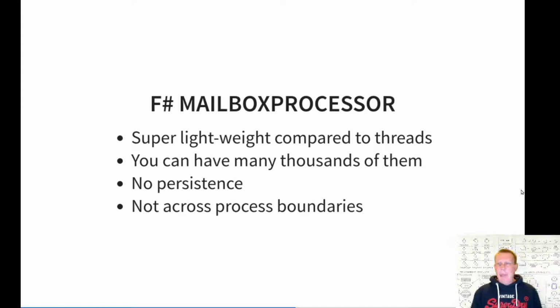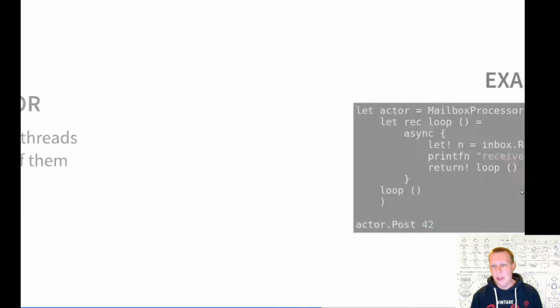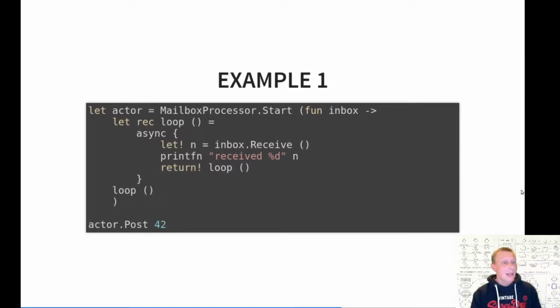And one other important thing, compared to Erlang, is that F# mailbox processors don't work across process boundaries. They are within this one process instance. So you can't send messages from one process to another. That's not really a major issue. So let's have a quick little look at how these things work.